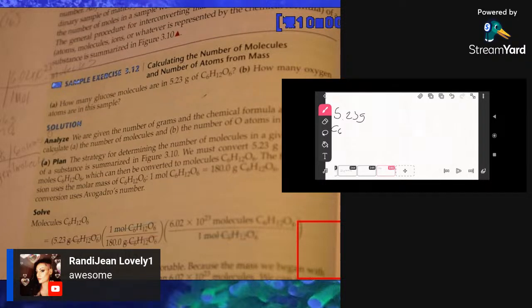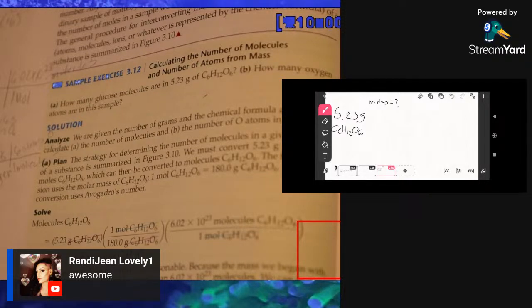All right, so it says how many glucose molecules are in 5.23 grams of C6H12O6, of glucose. Okay, so the first is how many molecules of glucose? So molecules is what we want to get to. And then the second question is how many oxygen atoms?